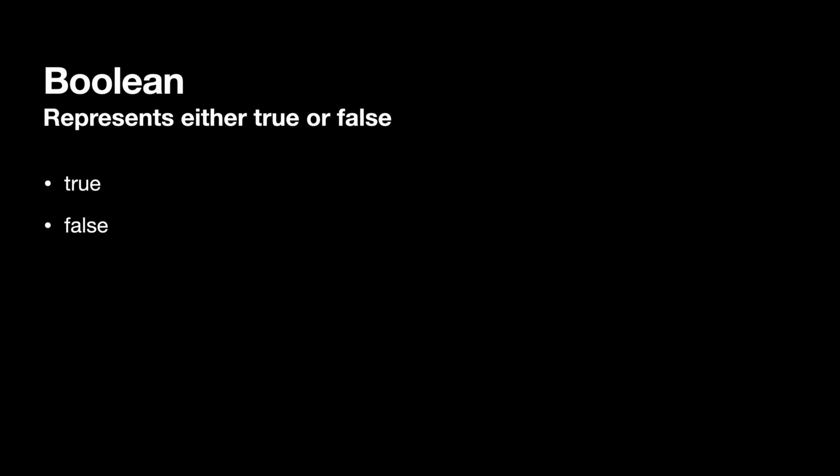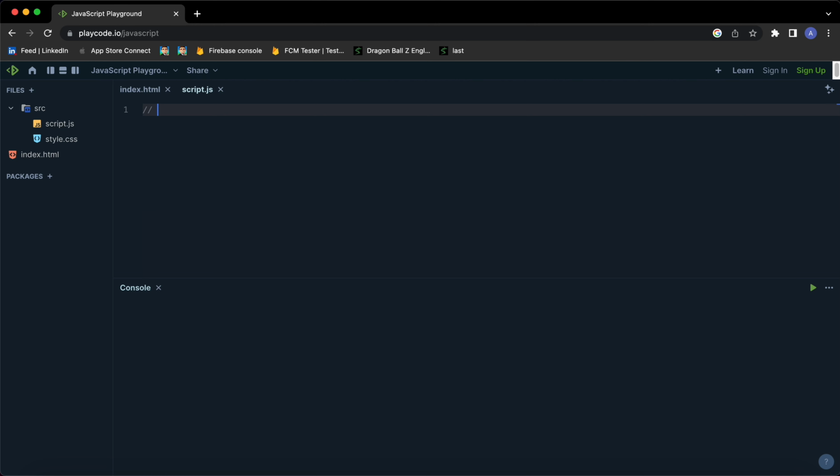Now let's go to our code editor and take a quick look at data types. First, let's go with numbers. Number, as I have mentioned, those are like 1 or even minus 5 or any number that you want.